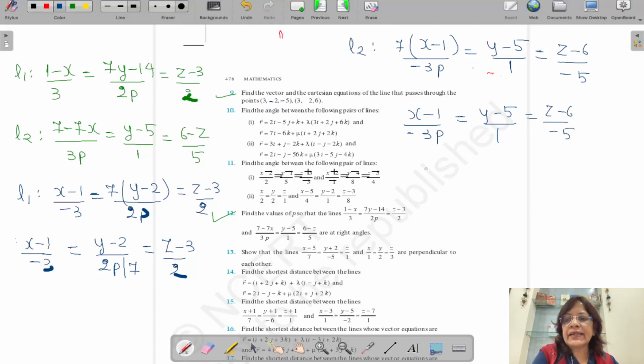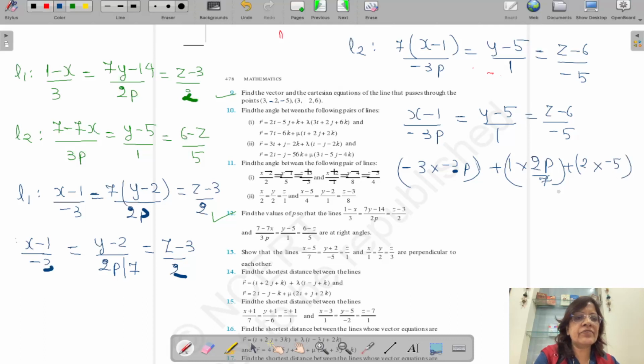So now applying the condition, what do we get? a1a2, that is minus 3 into minus 3p, plus 1 into 2p upon 7, plus 2 into minus 5. What was the condition? a1a2 plus b1b2 plus c1c2 should be equal to 0. Now you just simplify this and from this you will get the value of p. This is a very important question.